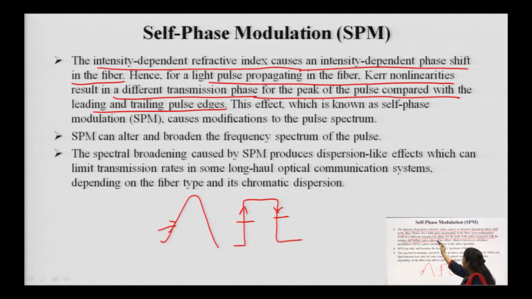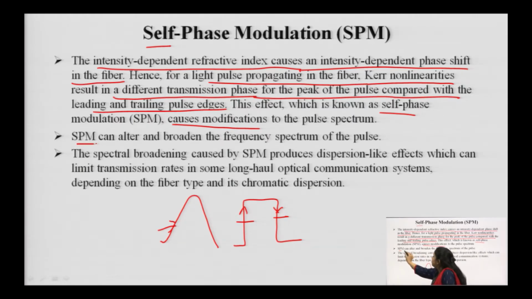So, again, why is it called self? We have understood why it is called phase modulation. This effect is known as self phase modulation because it does not interact with other pulses. Whatever change is occurring is within the single pulse itself, and it is not interacting with any other pulse. That is why it is called self.